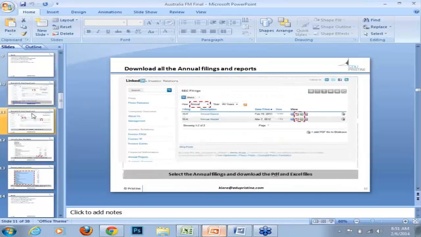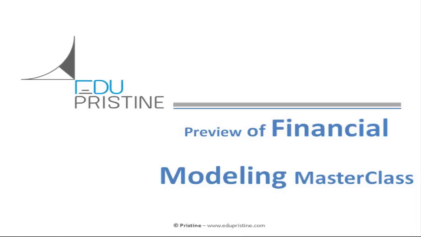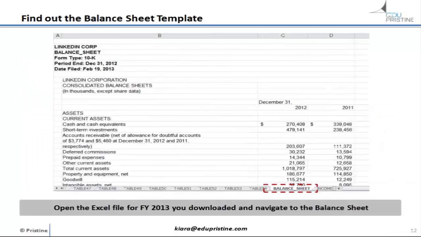Okay, so right now the one that I've opened is the one that says select the annual filings and download the PDF and Excel files. This is the one that you're talking about, right? No, the next one. Okay, so find out the balance sheet template. That's correct. Yes, all right. Just tell me when to change the slide.